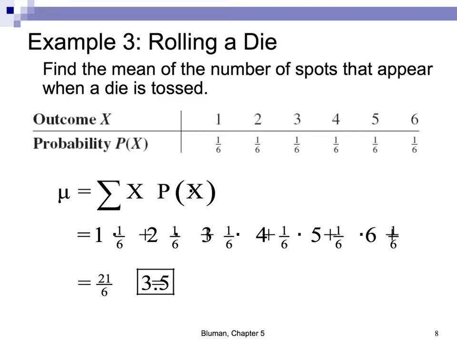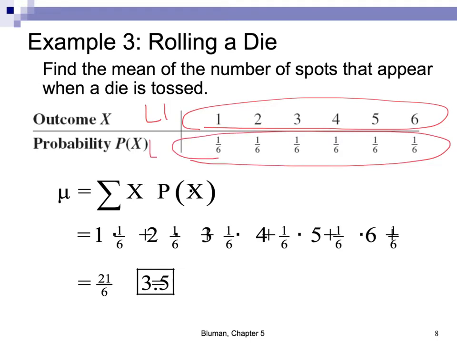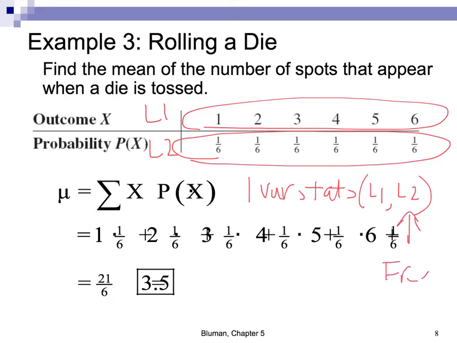Now, if I'm going to use my calculator to do that, I'm going to put this stuff in list 1, this stuff in list 2, and then run my one variable stats. You have to make sure you have L1, L2 if you're using the old calculator. The new one, you put L2 in as the frequency list. So I want you to get out your calculator and see if you can run that.